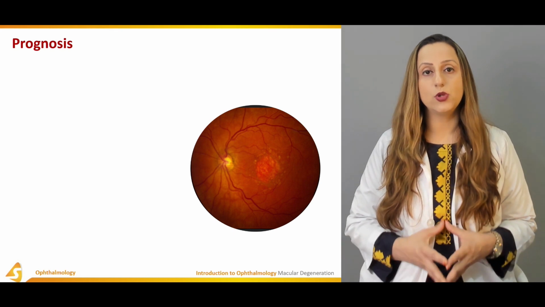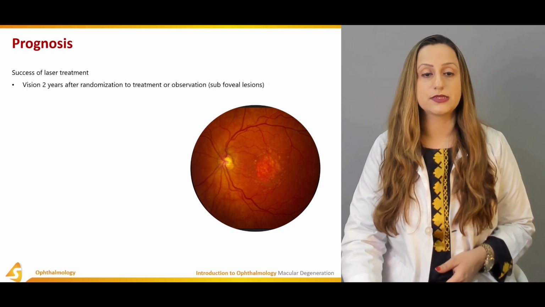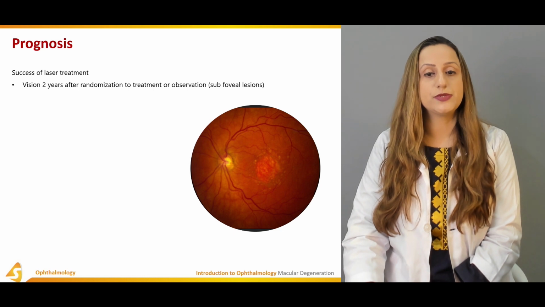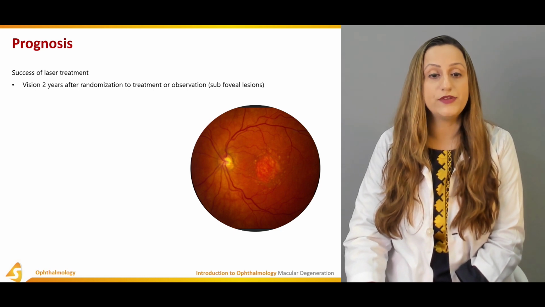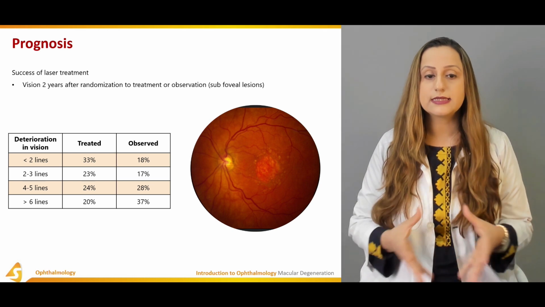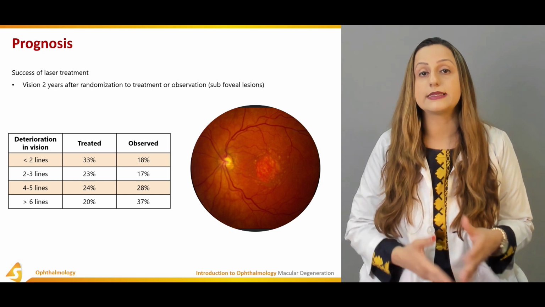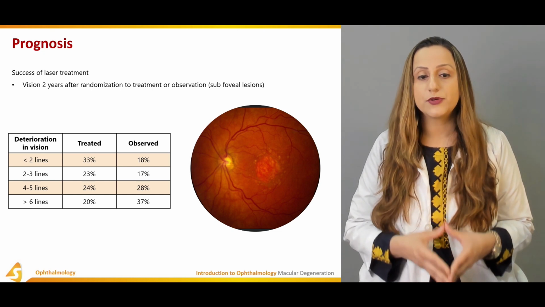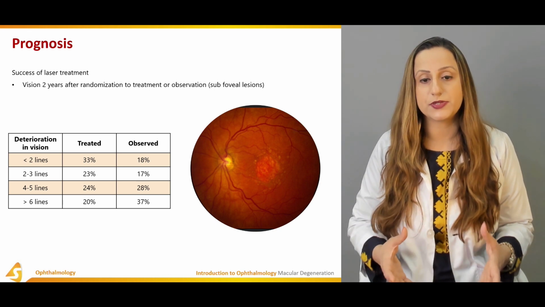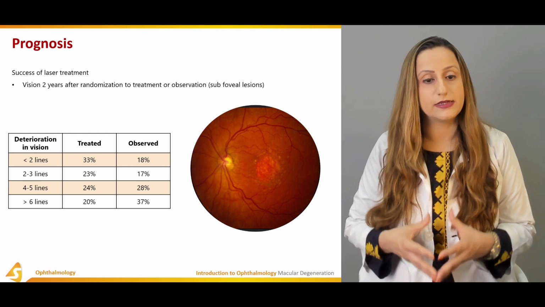Now, when we look at the prognosis in these individuals, the success of the laser treatment is measured by the vision 2 years after randomization to treatment or observation, and subfoveal lesions are very common. If we look at this tabulated form of deterioration in vision, if the person has less than 2 lines, it is treated almost 33%, and the observation rate is almost 18% in these individuals.